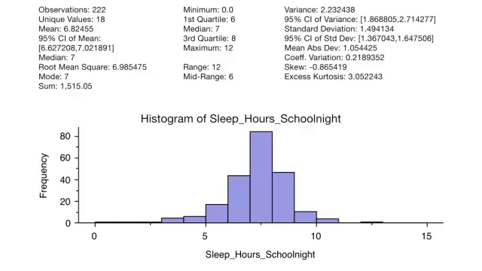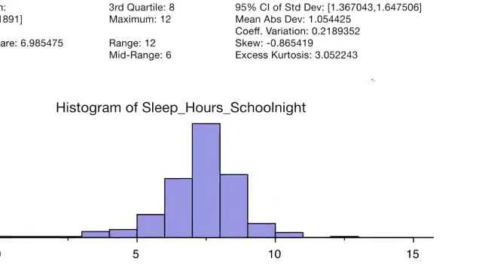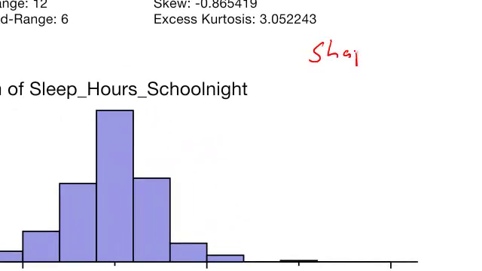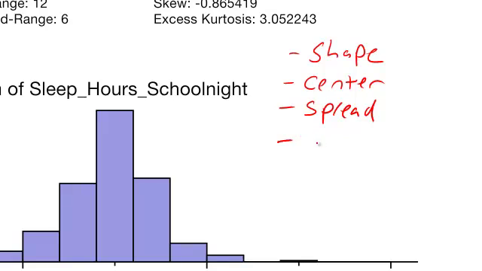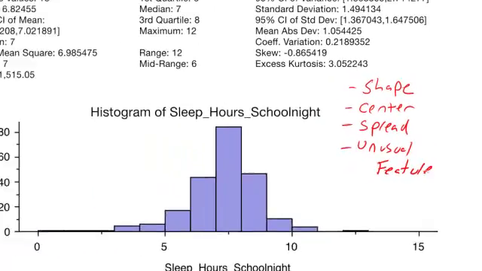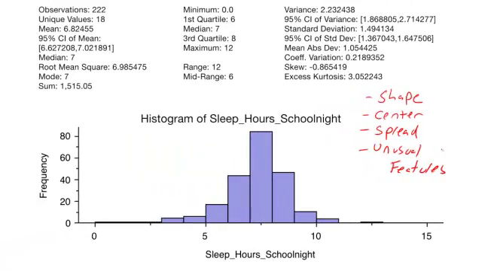The four things you always want to talk about when describing a distribution are its shape. You want to talk about its appropriate center. We want to talk about its spread. We want to talk about any unusual features. We always have to talk about these four things whenever we talk about describing a distribution.